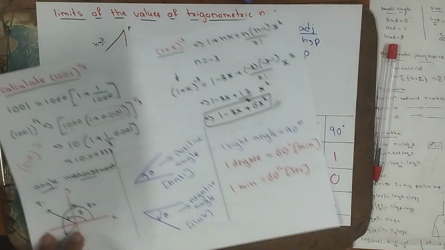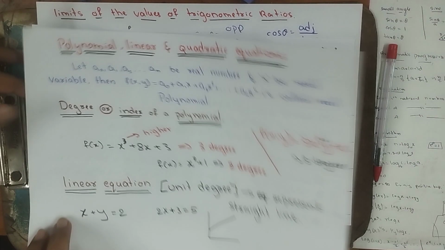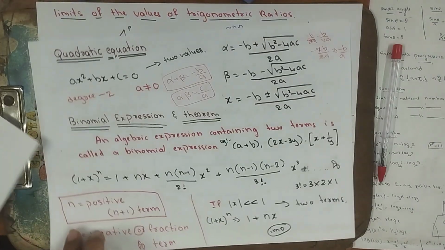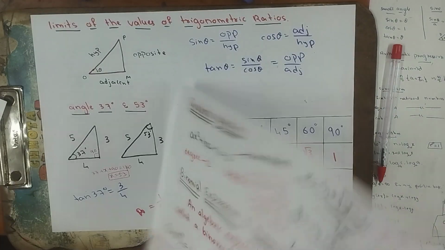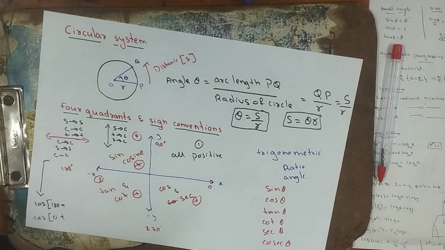Don't worry. Now in today's class, what we discussed: basic formulas, which are very important and which we needed, and after that polynomial, linear polynomial, quadratic equation. See, quadratic equations we have done, and binomial theorem we have done, and in that positive angle, negative angle, and these small fellows, sign conversion we have done.